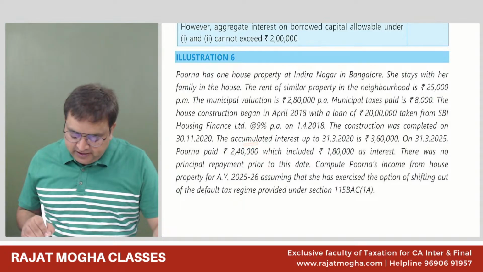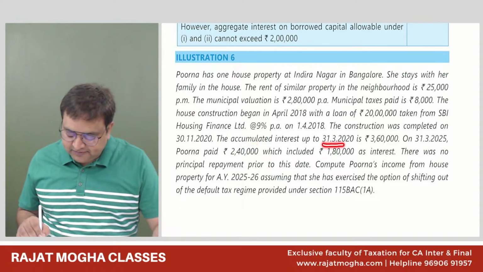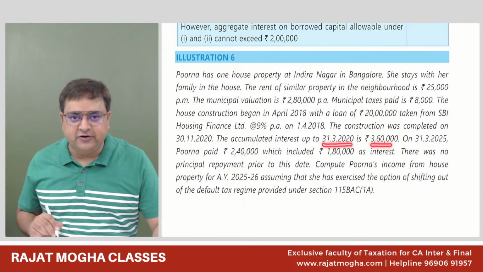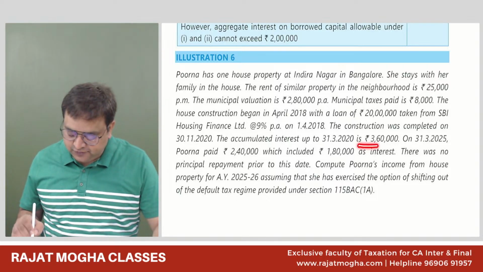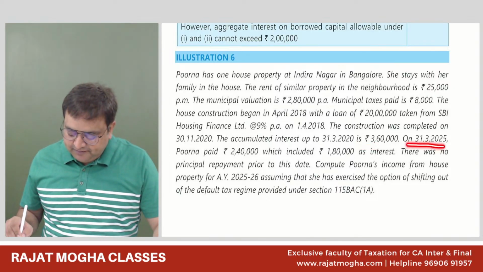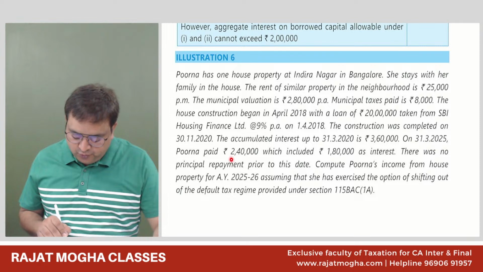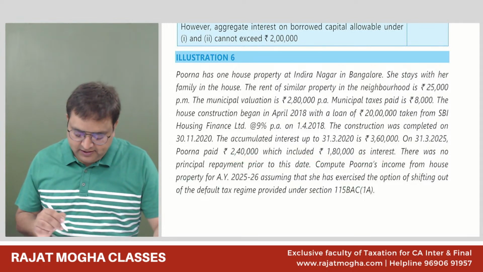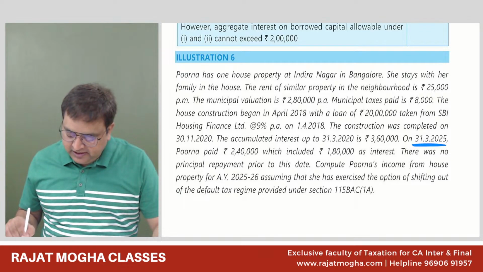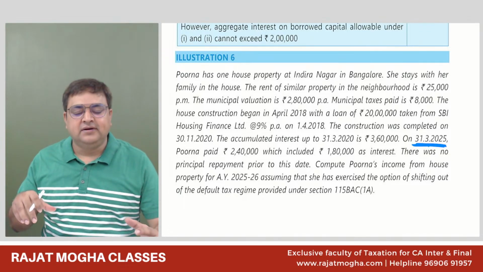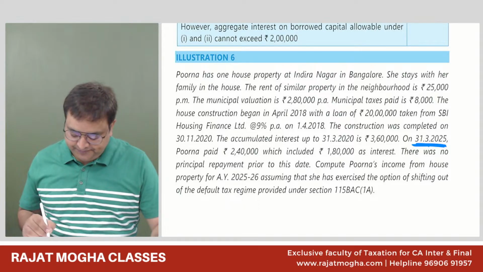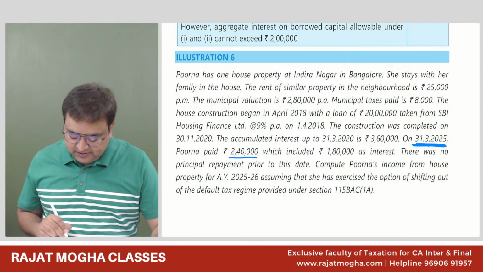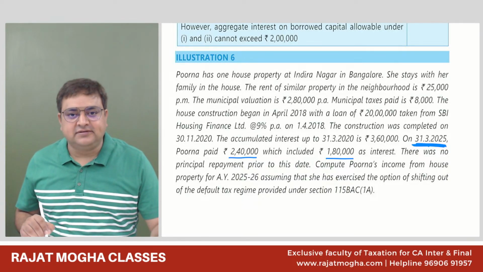The accumulated interest up till 31st March 2020 is 3,60,000. I'll see why they have given this to us. On 31st March 2025, Poorna paid 2,40,000, which included 1,80,000 as interest. So in this year, on 31st March 25, our assessee has paid 2,40,000 to the bank, which includes 1,80,000 as interest.